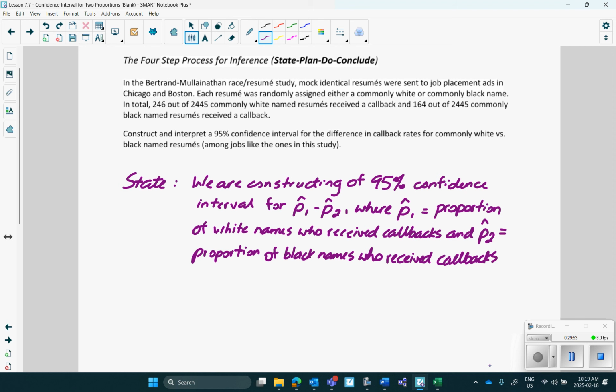Oh, sorry. Sorry, it shouldn't be P hat 1. It should be just P1 because those are the true proportions. We're doing a sample one to represent the true one. There was something wrong there.